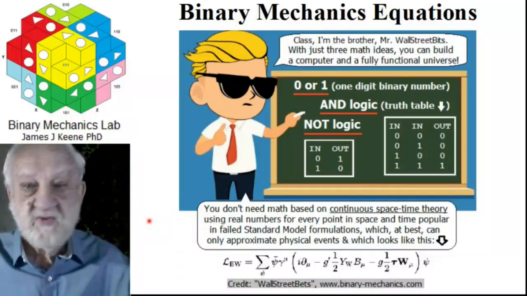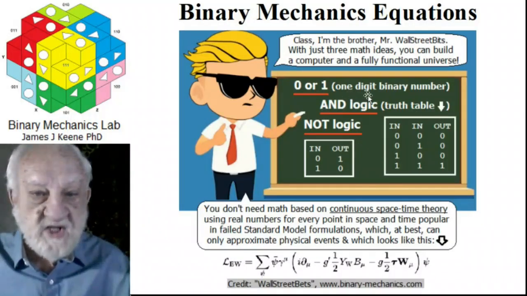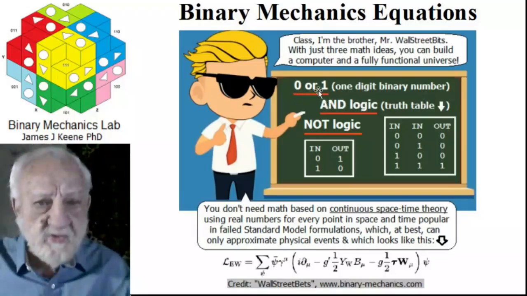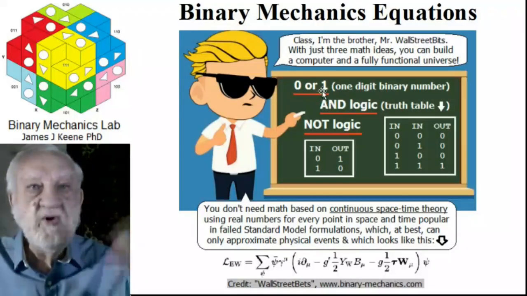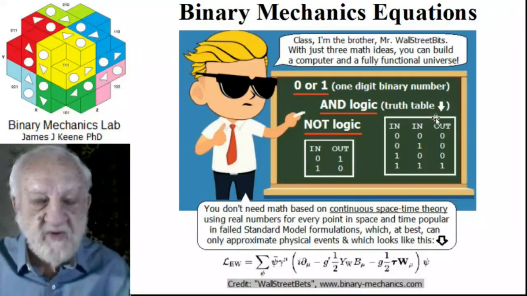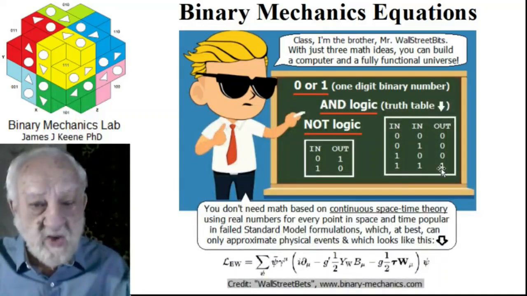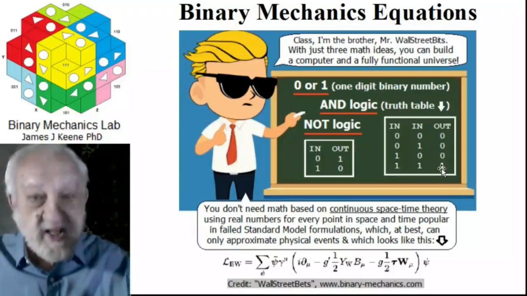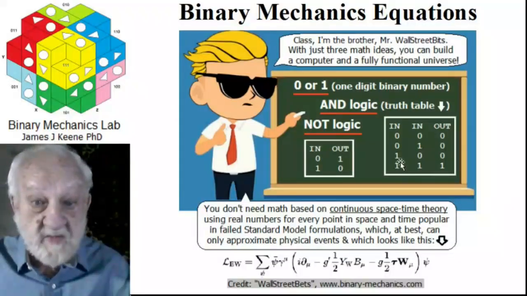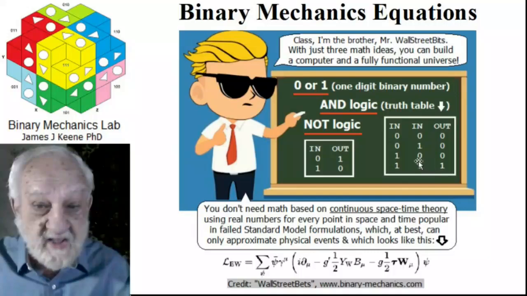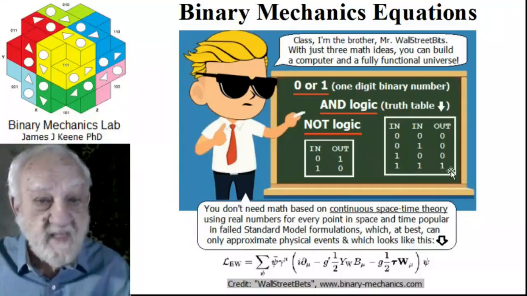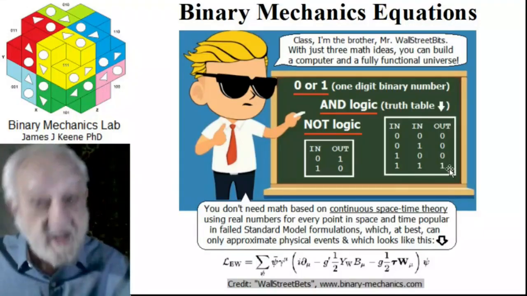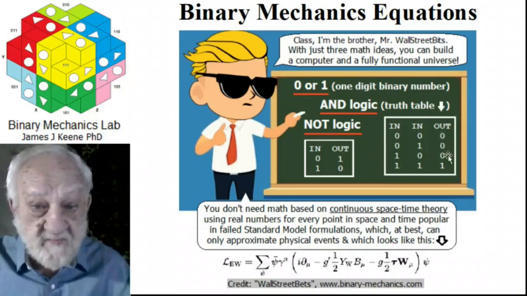The first of these three ideas is the one-digit binary number, 0 or 1, yes or no, full or empty. The truth table for AND logic is shown below. Is it true that Jack and Jill went up the hill? If the little boy who went up the hill is 1 and the little girl who went up the hill is 1, then the statement is true. The output is 1, that both Jack and Jill went up the hill. Any other combination is not true.